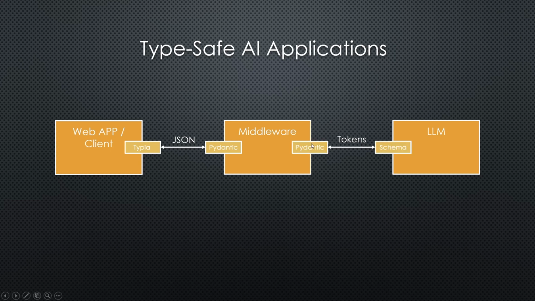What you can then do, you can again use Pydantic here on the middleware side, and on the model side, you basically pass a JSON schema, and this schema can be used to then restrict the output of the model. And I'm going to show you in this video how to do this exactly.